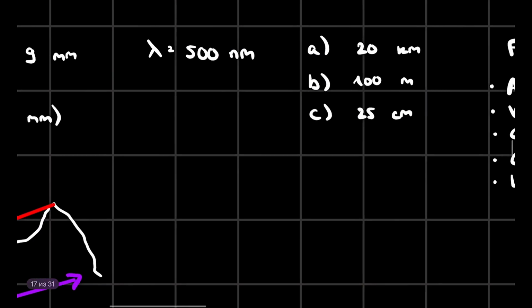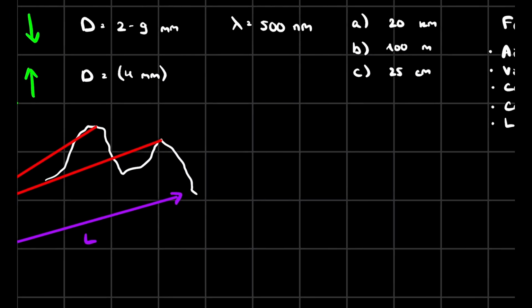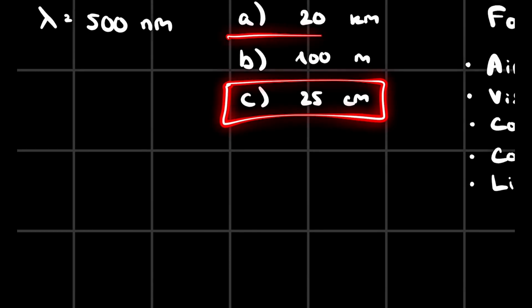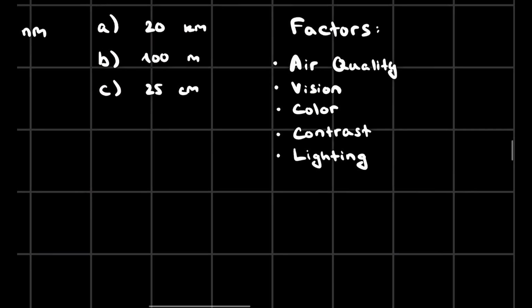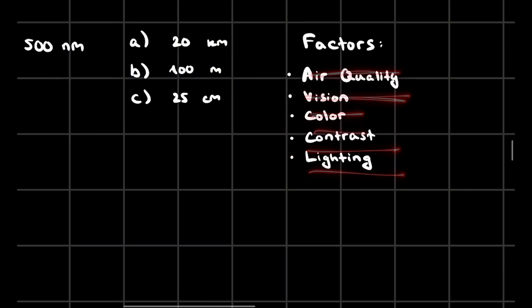And let's see if we can distinguish something. What would be the distance between two points that we can distinguish from 25 centimeters, from 100 meters, and from 20 kilometers? Okay, and there might be some other factors which also can affect us, but we do not take those into account: air quality, vision, color, contrast, lighting, and so on.